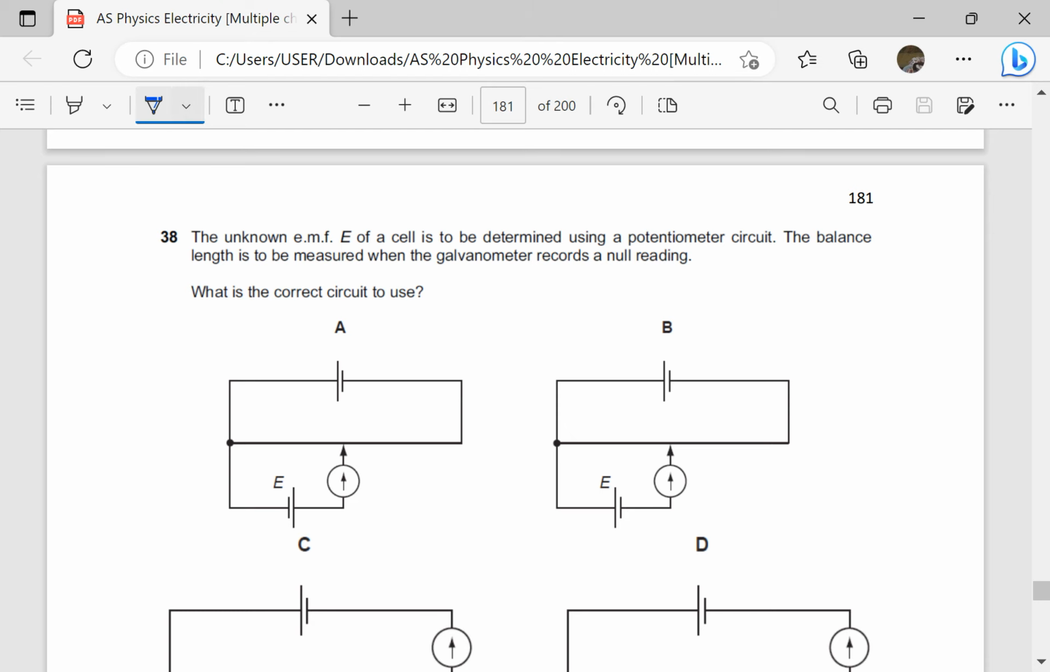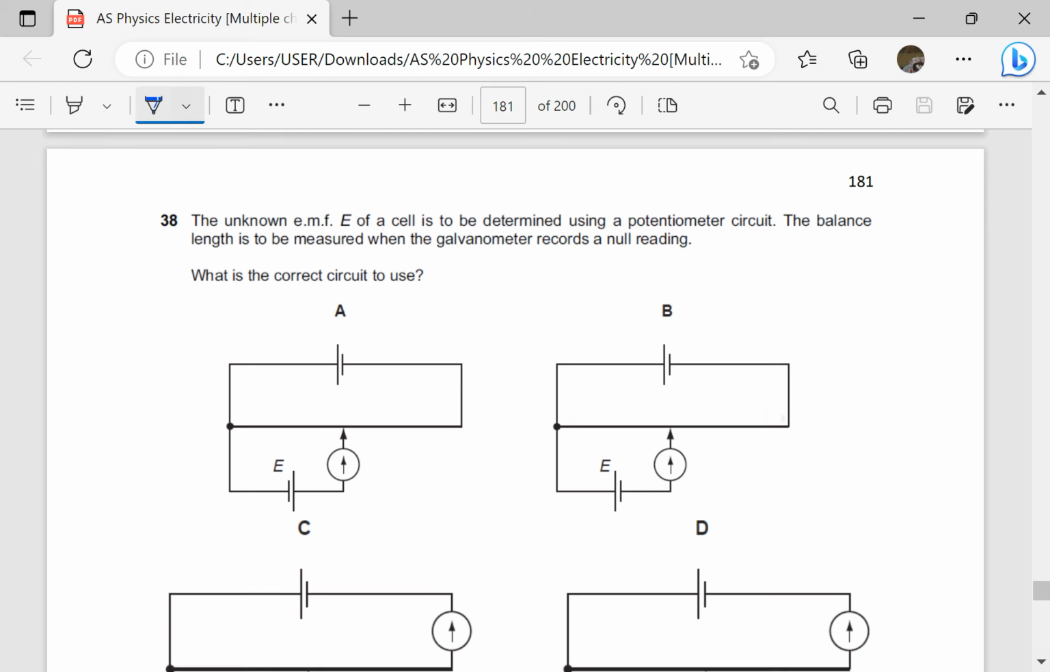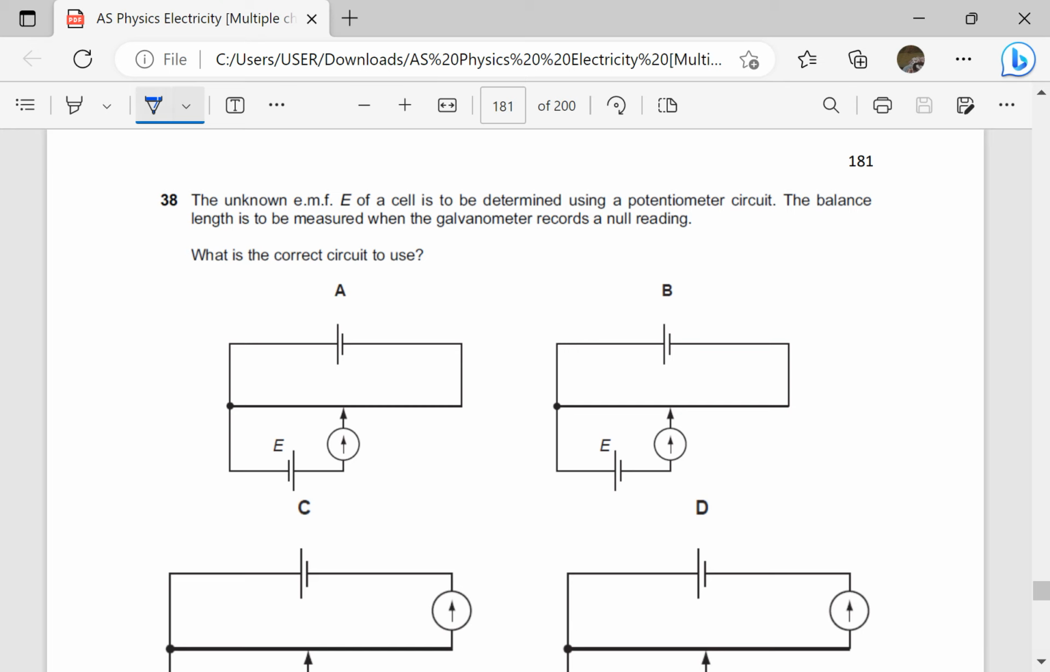So here we are. The unknown EMF E of a cell is to be determined using a potentiometer circuit. The balance length is to be measured when the galvanometer records a null reading. This is called the null method of taking a measurement. The measurement is correct when the galvanometer gives no reading. So what is the correct circuit to use? First of all, we eliminate A. Why? Because here the positive terminal is going to be joined to the negative terminal. We shall never get balance if the positive is joined to the negative.